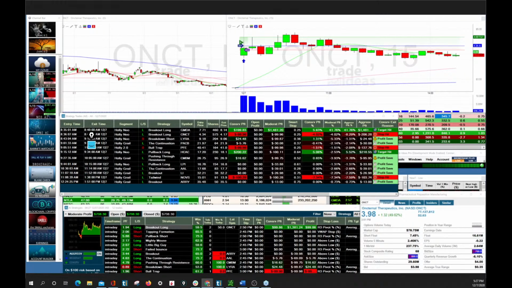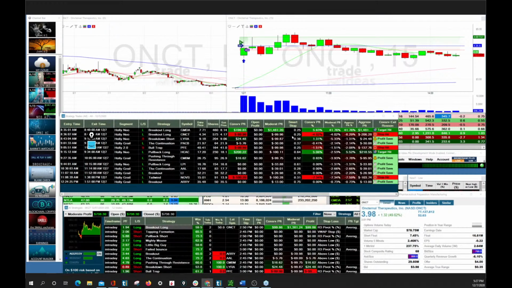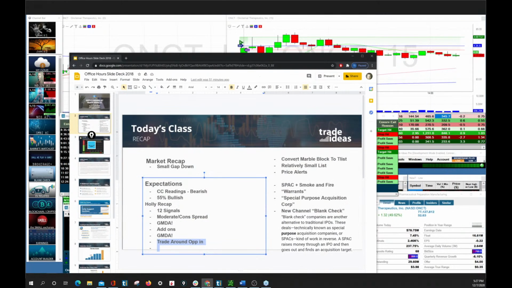So sometimes we have some good trade arounds to look at, but today the cupboard was bare as far as trade arounds go. It was really just GMDA as far as Holly goes. If we remove that trade, it just would have been a kind of mediocre losing day. All right. So unless there are any specific questions about the AI, we're just going to progress right along to the rest of the agenda today.